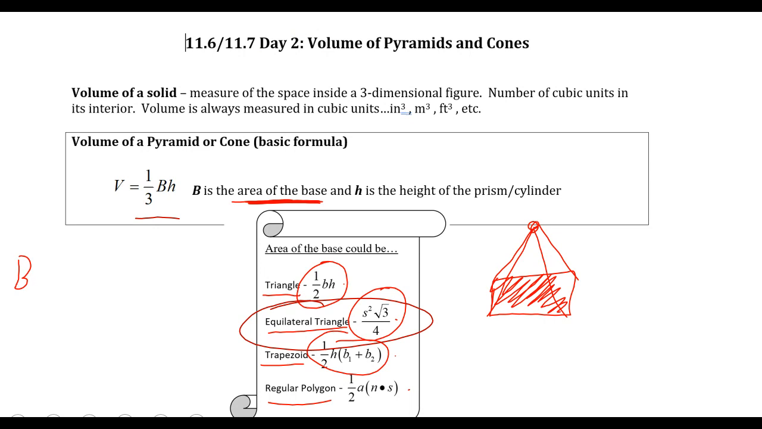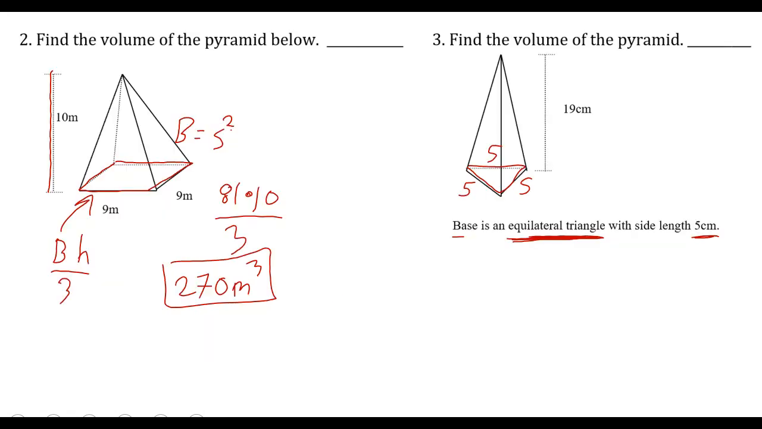s squared times radical 3 divided by 4. So s squared would be 5 squared, which is 25, times radical 3 divided by 4. Right, that's the base times the height. Height looks like it's 19. Sweet. Divided by 3 or times 1/3, because this is, remember, base.